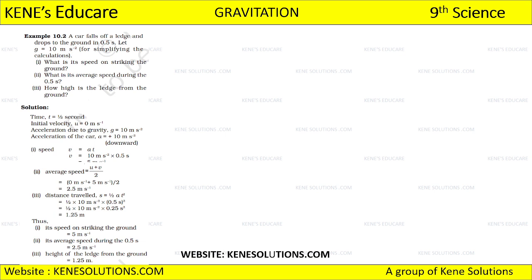So when we have to calculate speed, we will use the formula v is equal to at. So acceleration is 10 and time taken is 0.5 second, right? So when you calculate, you will get the answer, and that will be the speed on striking the ground. Okay, then when it comes to average speed, you will use the formula u plus v upon 2. Now you know u is 0, the initial velocity is 0, v is the final velocity, and that is 5 meter per second, divided by 2, and when you do that, you get the answer as 2.5 meter per second. So this is how you will calculate the average speed.